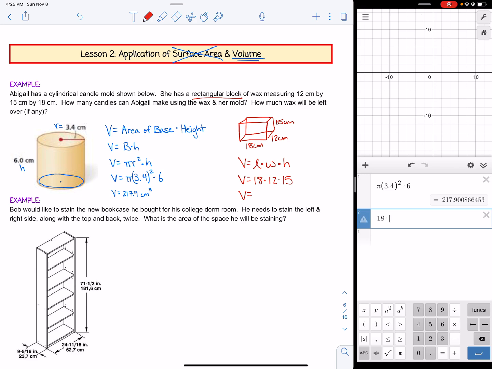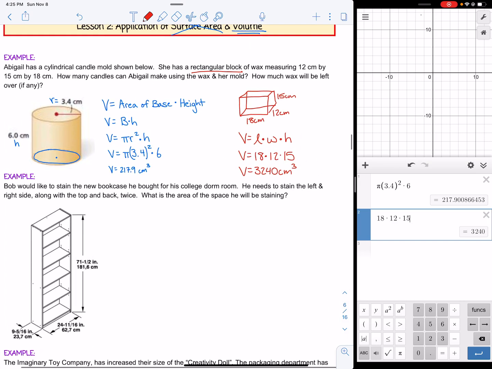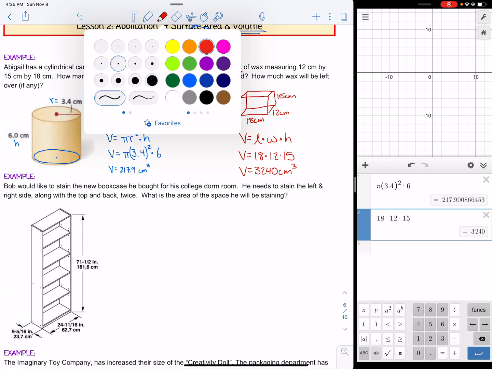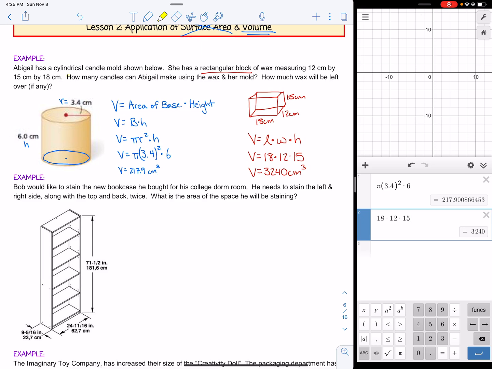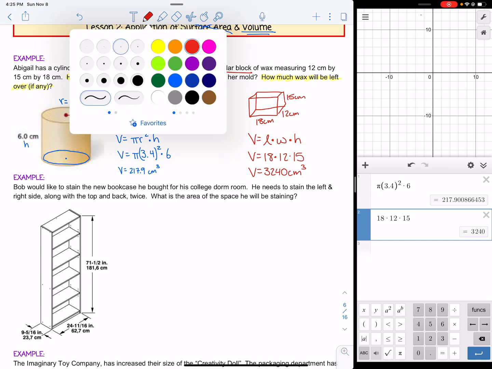So 18 times 12 times 15 is 3,240 cubic centimeters. And so last but not least, we have to make sure we've answered the question. And the question was, how many candles, that was the first question. So how many candles can Abigail make using the wax and her mold? And then how much will be left over, if any?